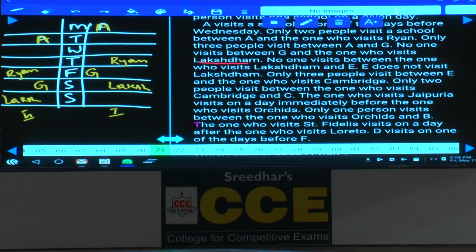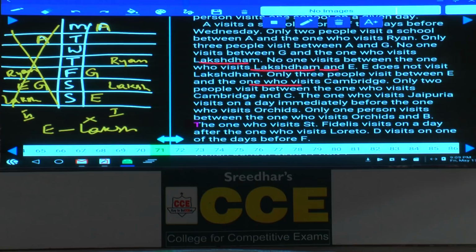Next one, no one visits between Lakshadam and E. E does not visit Lakshadam, hence E cannot be here. Next one, only 3 people between E and the one who visits Cambridge. As Lakshadam is here, E must be here. Now Lakshadam and E must be adjacent to each other, but the second case is not possible because E and G must be in the same place. And the second case is completely ruled out. Now we are left with only the first one.